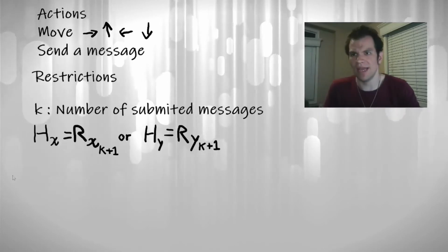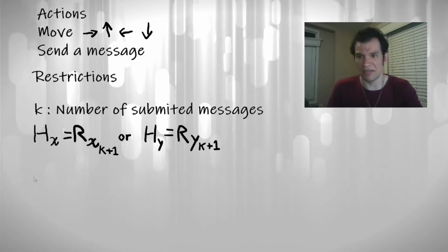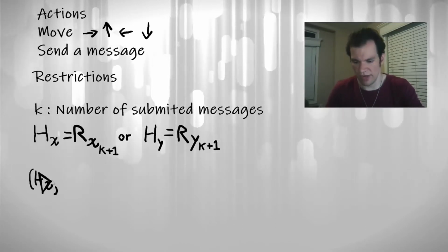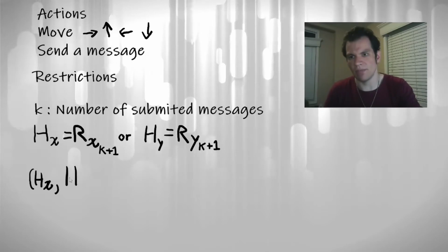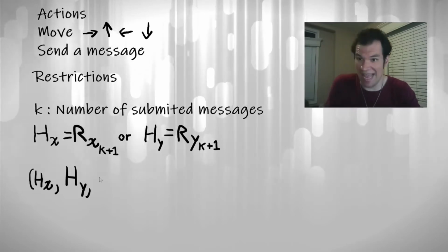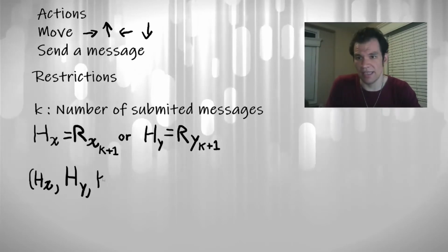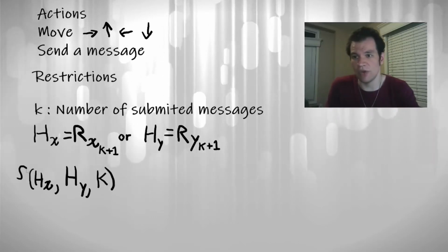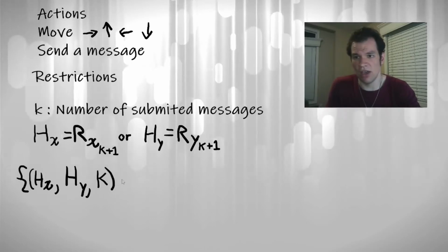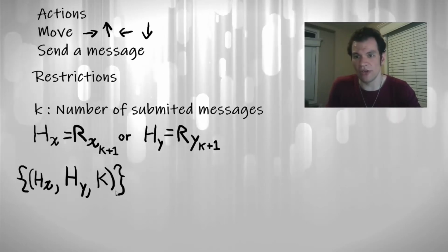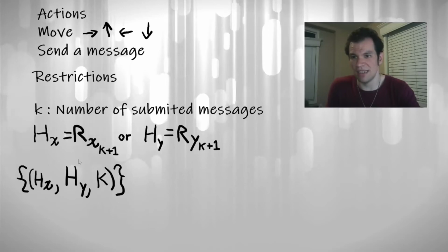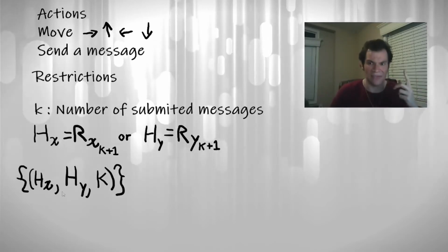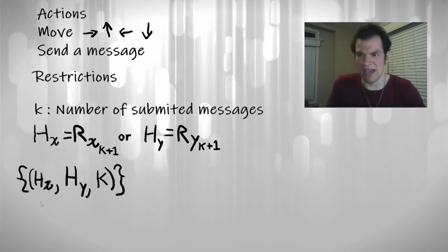With this in mind, we could think the state variables could be the x position of Hermes, the y position of Hermes, and the number k, that is the number of delivered messages. And we could think of these triplets of numbers as our state space. But is that feasible? Let's check how big it is.